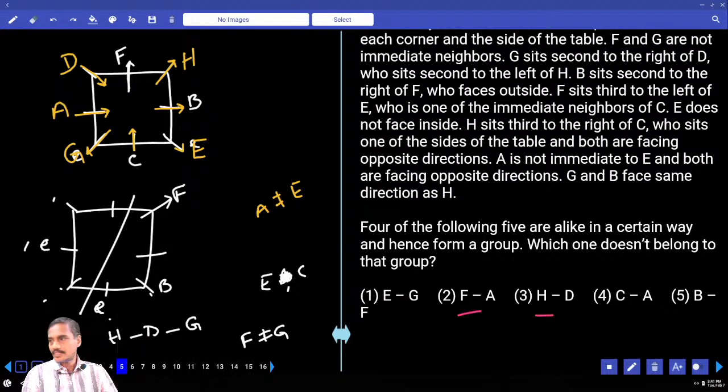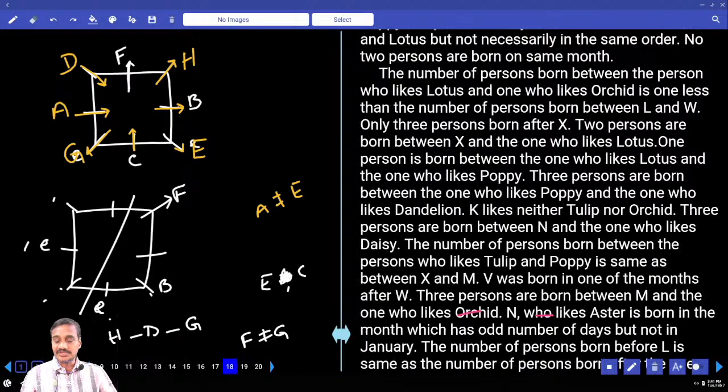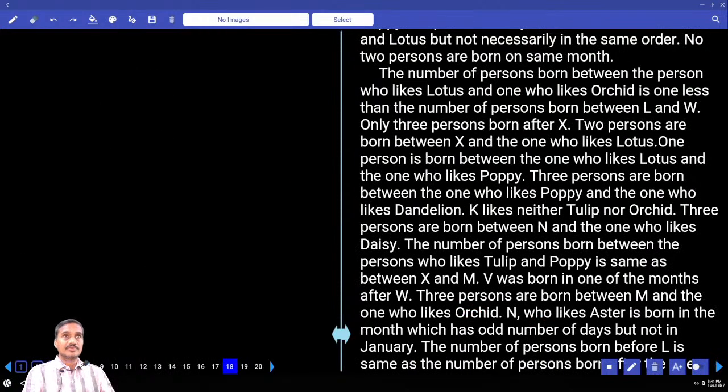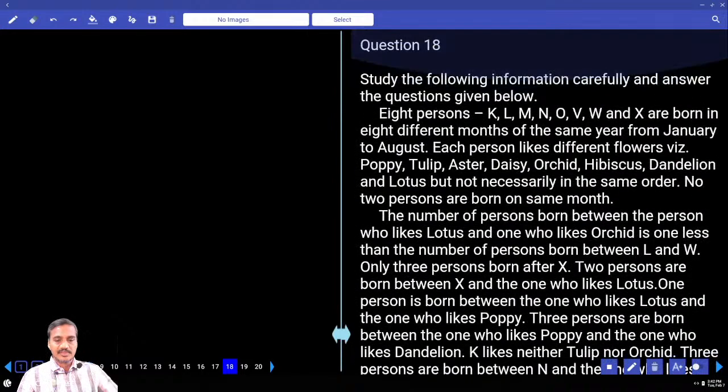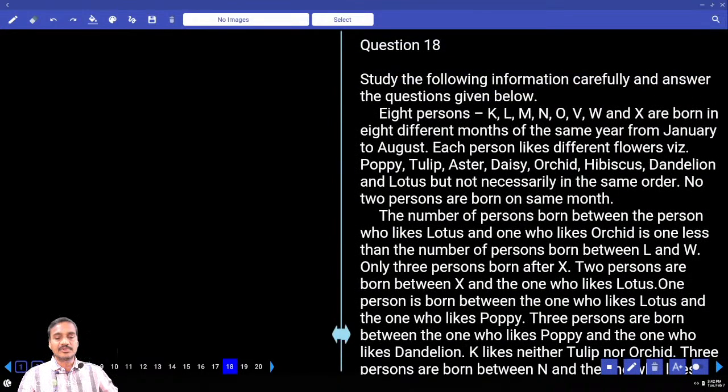Then next one. What is the next set we have? Next, questions 18 to 22. Now in this, what is the information we have? There are some 8 people. Who are those people? K, L, M, N, O, P, V, W, and X are born in 8 different months. What are the months we have?